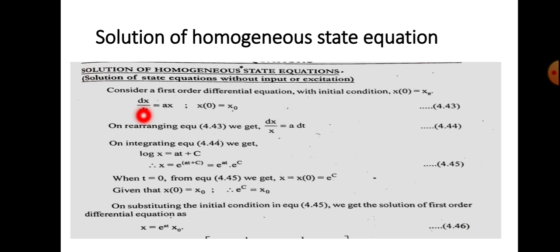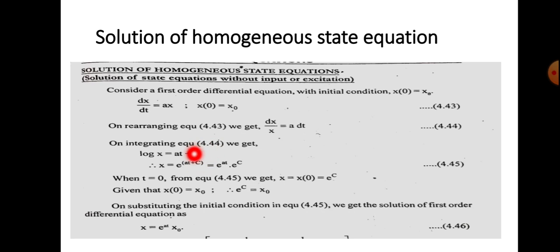In order to find the solution, we can make a simple rearrangement, that is dx equal to ax into dt, and here x can be taken to this side, so we will get dx by x equal to a into dt. If we integrate this, integral of dx by x equals integral of a dt, we will get log x equal to at plus c, where c is a constant.